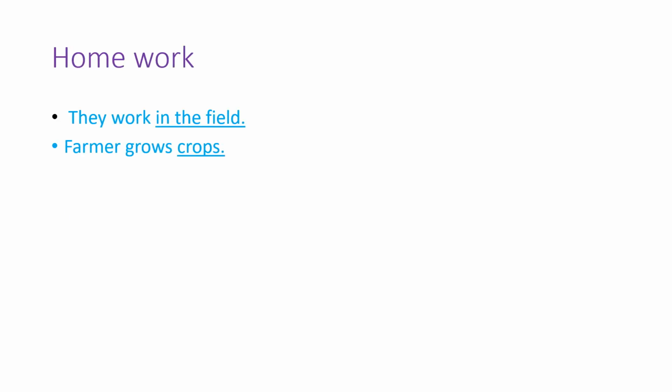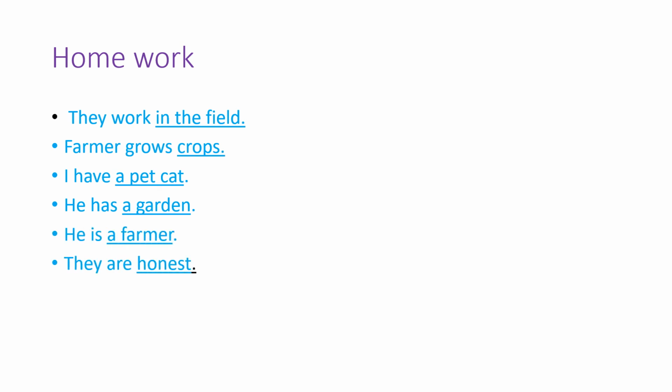I have written some sentences for your homework. You will try, then it will be easy for you. These two sentences are in do verb. They work in the field. Farmer grows crops. I have underlined in the field and crops, so you also have to make W's question. Okay, first turn the sentences into negative, then yes no question, then W's question. And two sentences are with have verb: I have a pet cat. He has a garden. And two sentences with be verb: He is a farmer. They are honest.